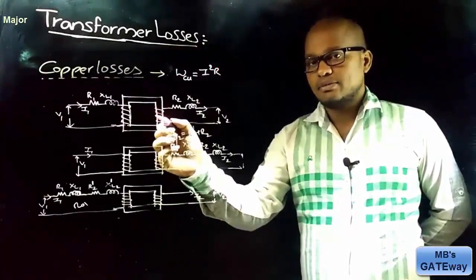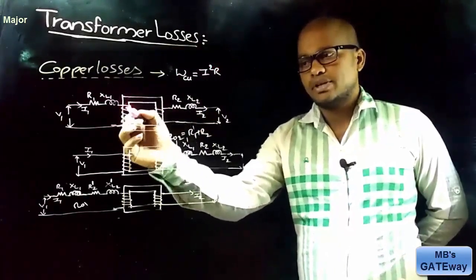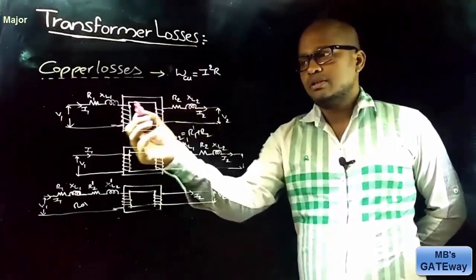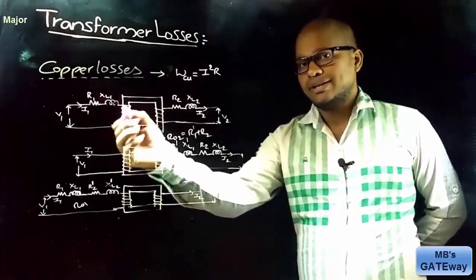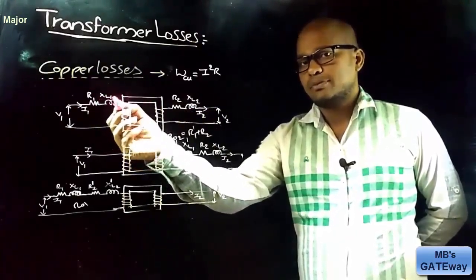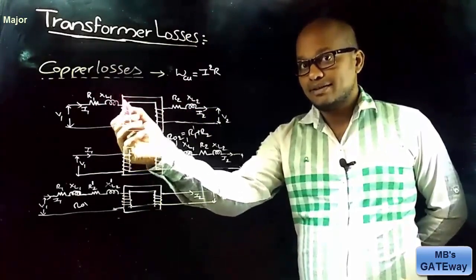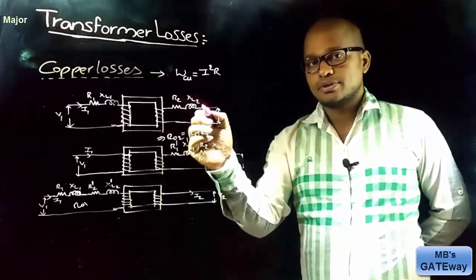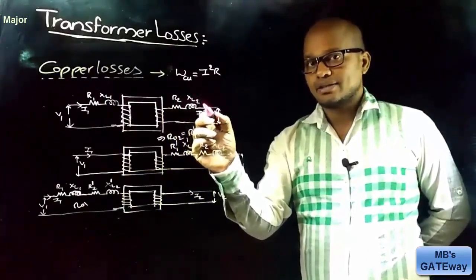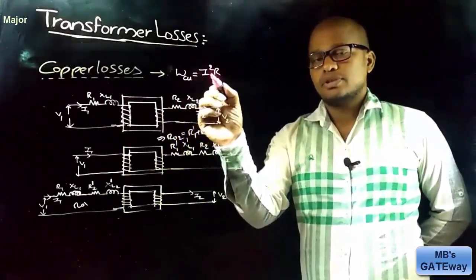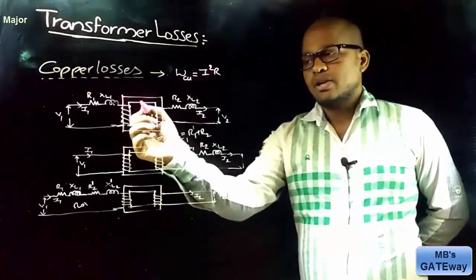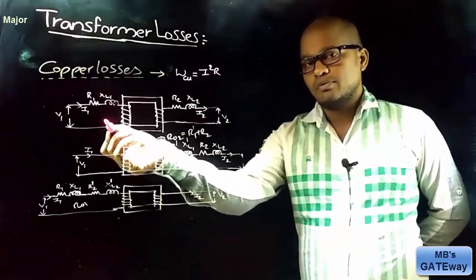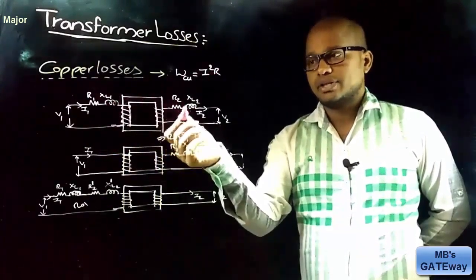This is the schematic diagram of the transformer, which consists of a primary winding and a secondary winding. R1 represents the primary winding resistance, XL1 represents the primary winding leakage reactance, R2 represents the secondary winding resistance, and XL2 represents the secondary winding leakage reactance. So as copper loss depends on the current and resistance, the transformer will have copper loss in the primary winding and copper loss in the secondary winding.